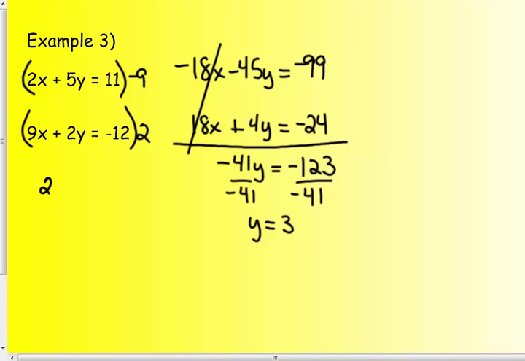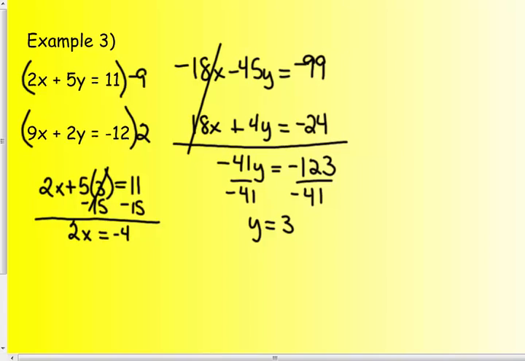So 2 times x plus 5 times 3, y equals 3, I believe, equals 11. Well, that's 15. Taking away 15, got a little equation solving to do here. I get 2x equals negative 4. So dividing by 2, x equals negative 2. So y equals 3 and x equals negative 2.